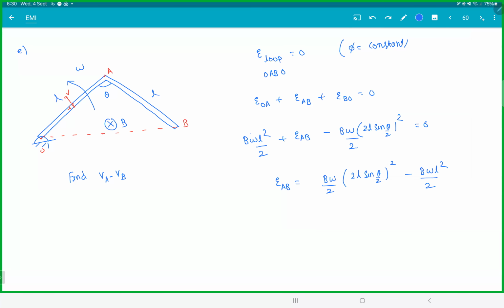Any doubt on this? This is a good one. Every time you won't get a proper rod rotating. Let's see one more.